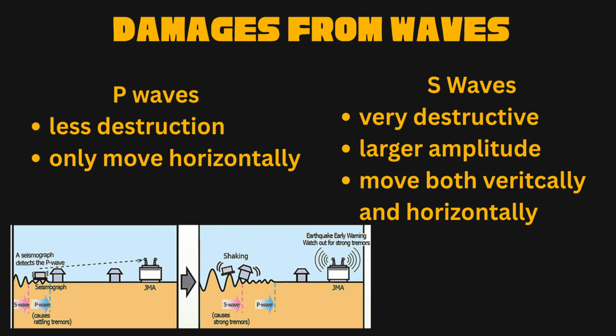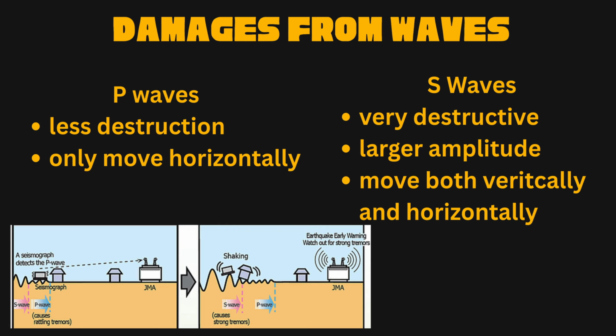Damages from waves. P waves cause much less destruction, as they are not as strong, and they only move horizontally, which means they only shake. This gives cities, especially ones further from the epicenter of the earthquake, the chance to warn the city that there's a bigger earthquake coming.